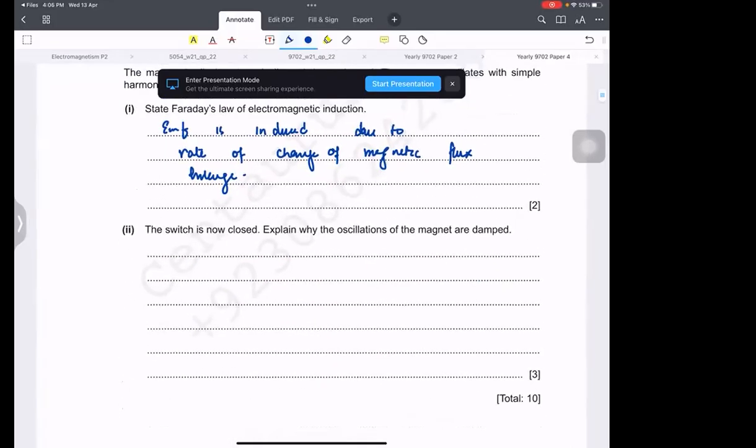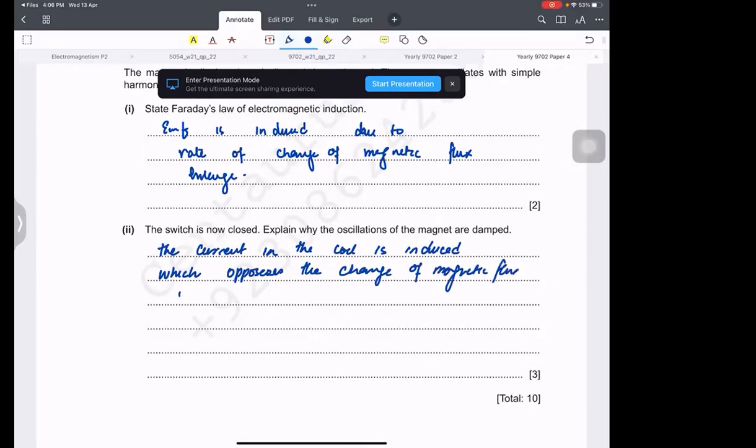Now you have to write the Lenz's law. Right. So remember that the current in the coil is induced which opposes the change of magnetic flux linkage. Now we need to write in terms of energy, right?